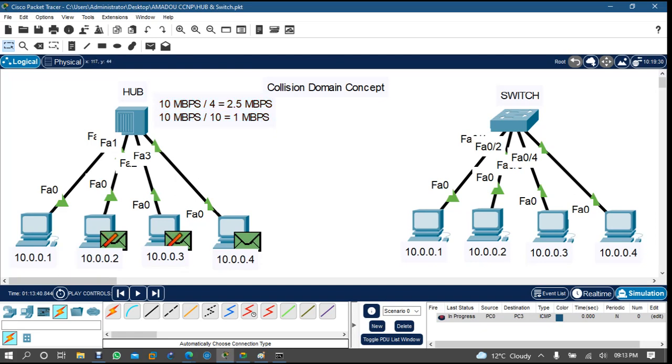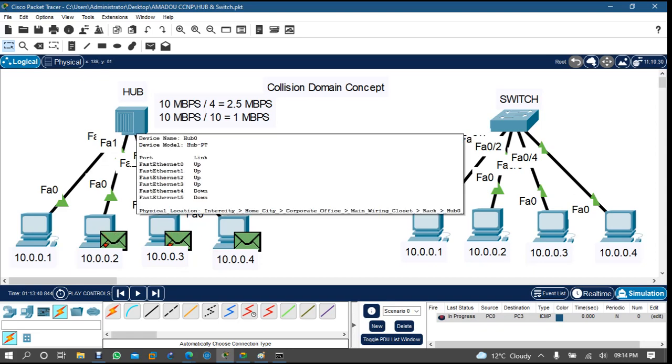And see why I'm explaining the hub. We are not using the hub, but I'm explaining the demerits of hub. When I explain the demerits of hub, then you will understand the benefits of switch. So here what we were talking about is 10 mbps.